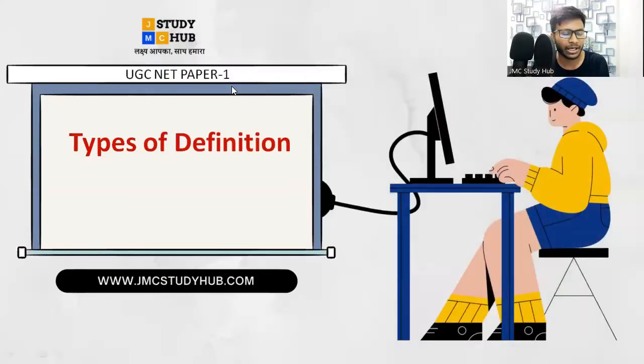So very good morning class. Today is the class of types of definition in the UGC-NET Paper 1, right? We will discuss the various types of definition which have already been asked in the UGC-NET exam in previous years. We will discuss the different types of definition.